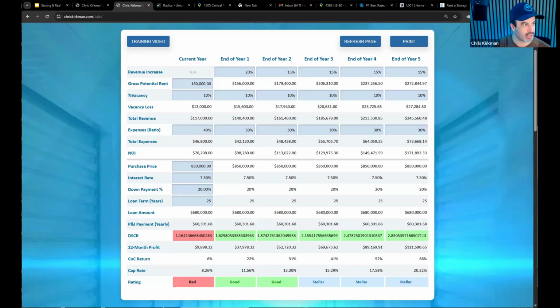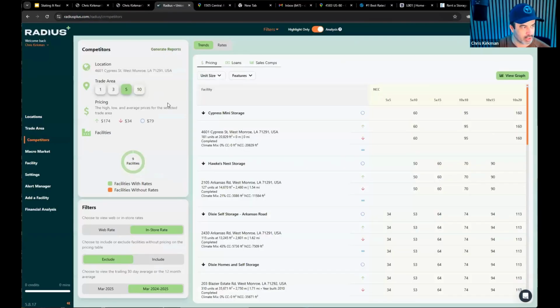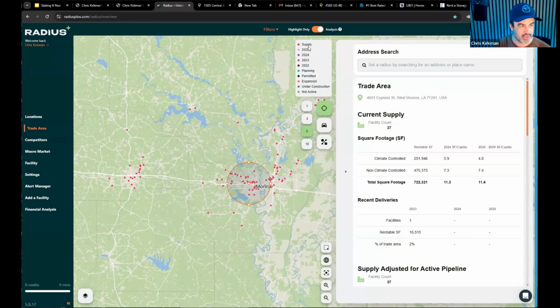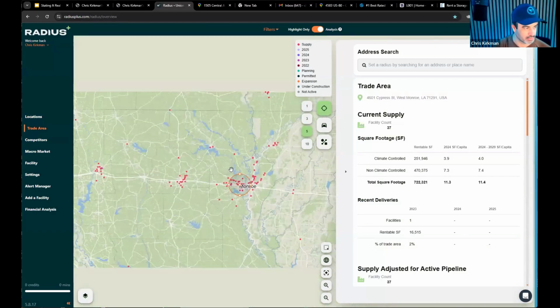For instance, let's take another look at it. Let's go back to our trade area here. They have all these different color coded things. It might be hard to see on your screen, but they have ones that are planning, they're permitted. It could be an expansion play. One's under construction, one's not active. In this area, it looks like we just have a purple one. It looks like this one was just built in 2024 over here.